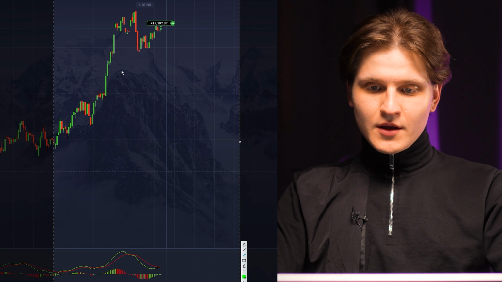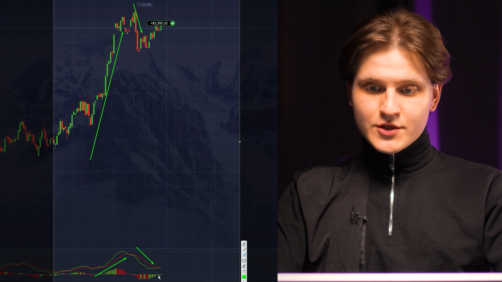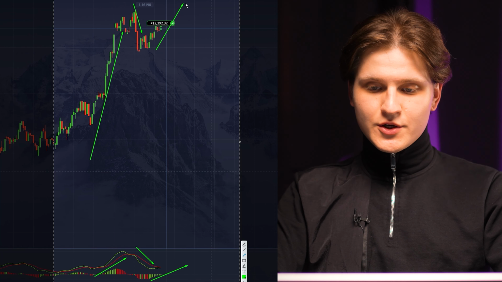The most important thing is that we saw a rise here, followed by a correction. That is, this growth, correction, and further upward price movement is planned. It's a good situation to enter.